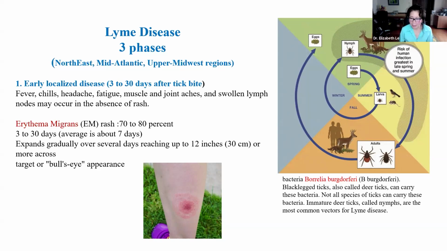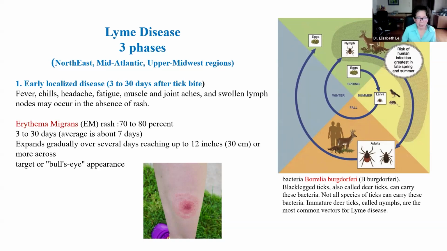The black-legged ticks, also called deer ticks, can carry this bacteria. Not all species of tick can carry this bacteria, but immature deer ticks cause Lyme disease. So once the tick is infected, or it infects the humans or a deer, the next thing is they become adults, and then in the next cycle they lay eggs again, and the cycle starts again.